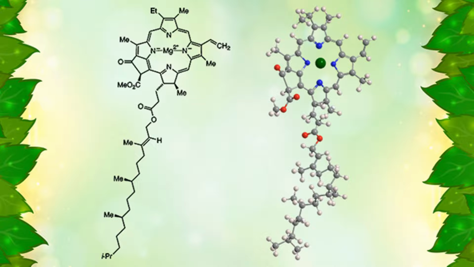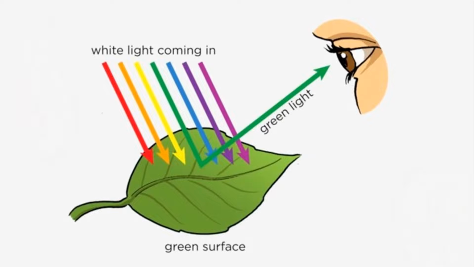There are actually a few different types of chlorophyll. The main one is chlorophyll A. That's the green pigment involved in the process. Now, chlorophyll A looks green because it absorbs red and blue light. It's the green light, which is not absorbed, that reaches our eyes, making chlorophyll appear that color.